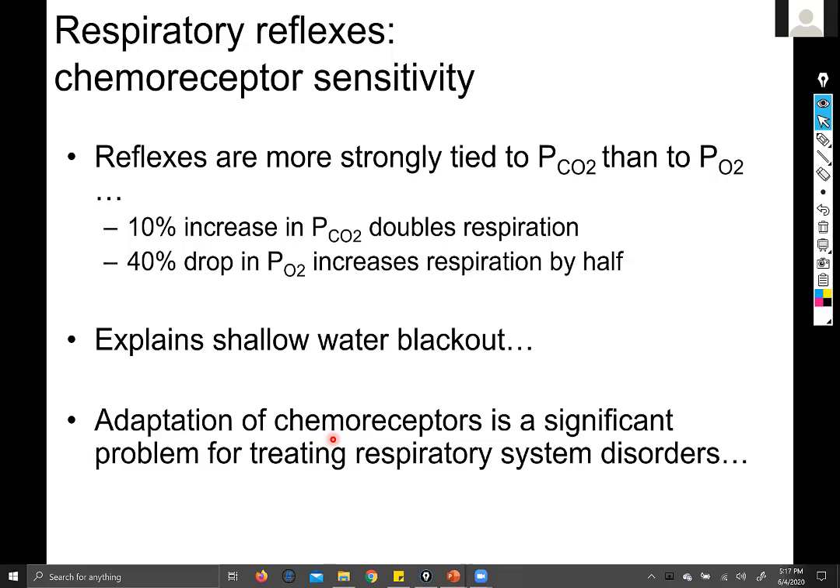Interestingly, and maladaptively, in people who are being ventilated by a machine, for example, adaptation of chemoreceptors means that the chemoreceptors will adapt to a signal that they should be paying attention to. So like long-term increases or decreases in PCO2 will stop being responded to by the medulla and the pons. So that's a real big issue.